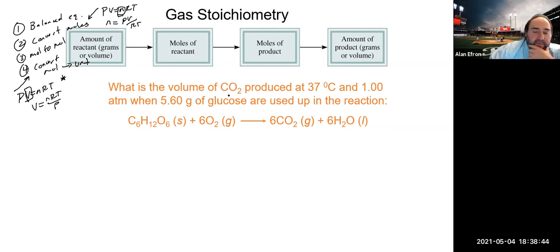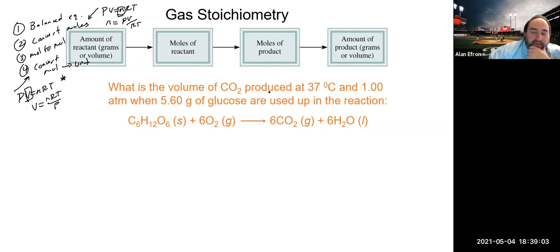So for example, here, if we look at this equation, what is the volume of CO2 that's produced at 37 degrees Celsius and 1 atmosphere when 5.6 grams of glucose reacts with the O2 there and it gets used up in this reaction.